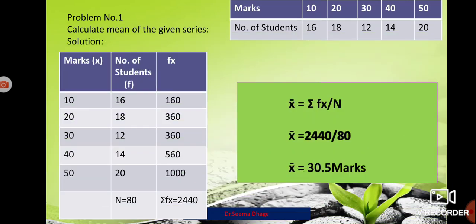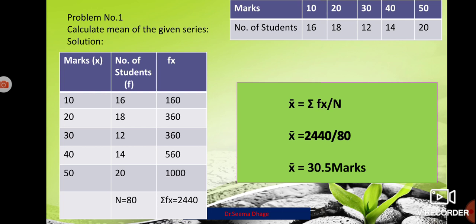Now, we will solve our first problem by direct method. Here we have marks as well as number of students. So, we will treat the given values of variable as x and frequencies as f. Then we have to obtain the sum of these frequencies, that is n or sigma f. So, we are calculating 16 plus 18 plus 12 plus 14 plus 20. So, total number of students are 80. N is equal to 80 or sigma f is equal to 80.